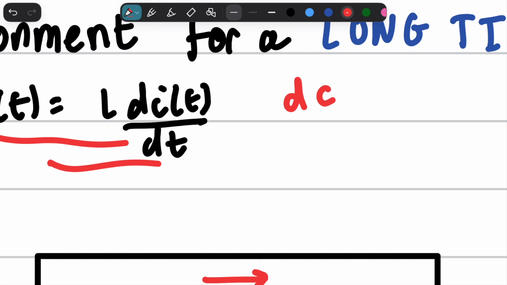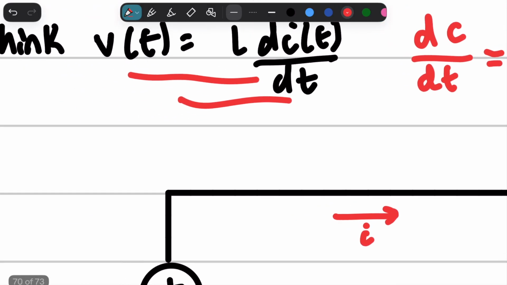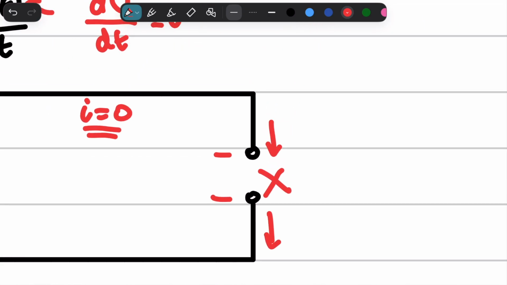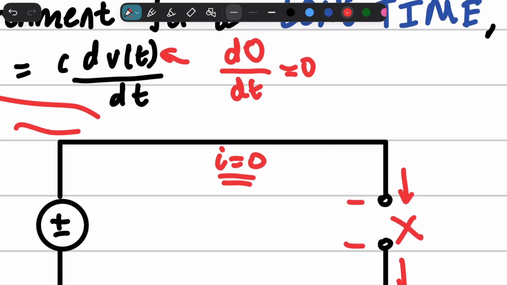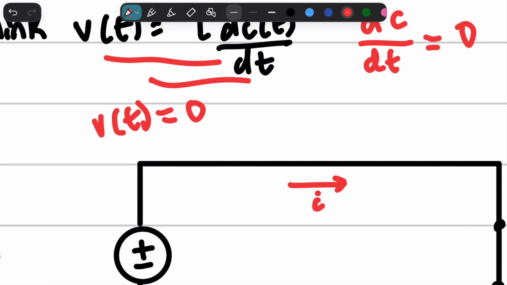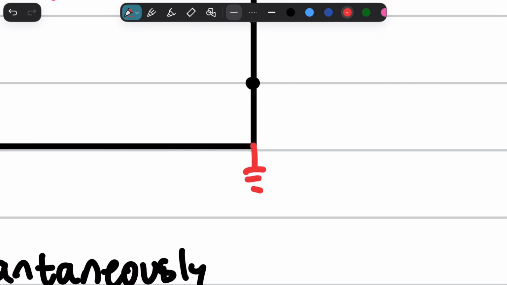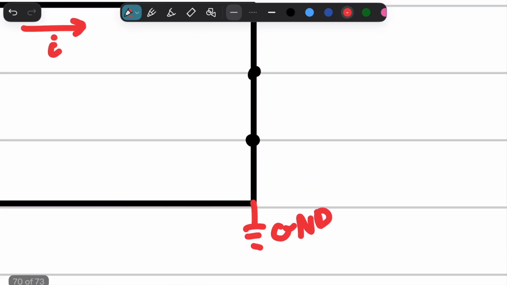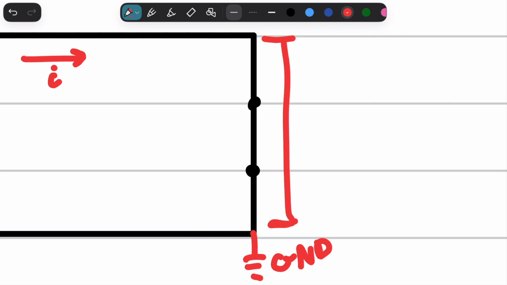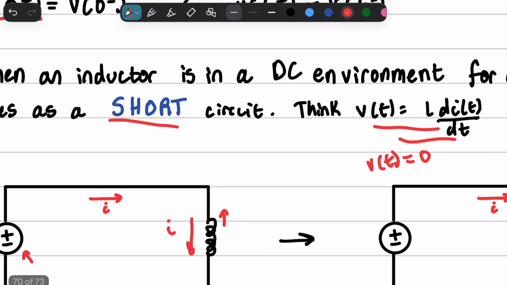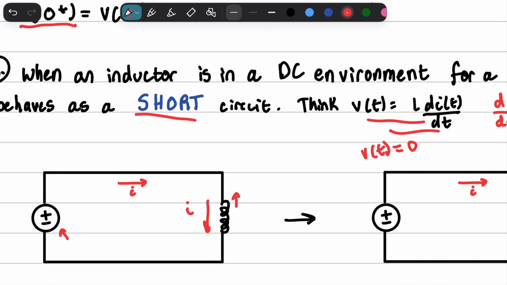And so once the current became constant, like some constant C over dt, well, that's just 0, okay? So then that means that the voltage difference is 0. So as opposed to this one, where the current was 0, the voltage difference is 0 here. And what do we know about something that has a voltage difference of 0? Well, it's directly connected to ground, right? That means it's just a simple straight wire. So the inductor acts as a short circuit in a DC environment after a long period of time.